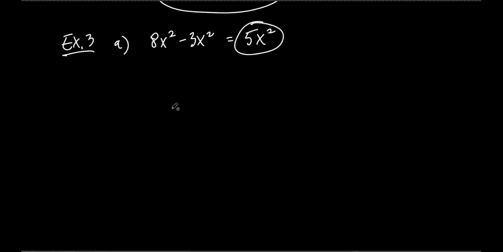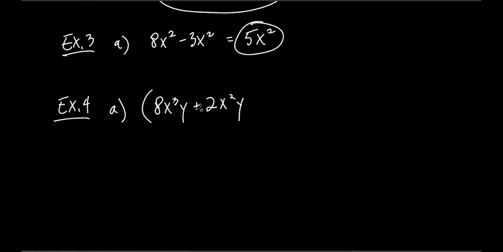Now, let's do example 4. There's actually 2 more for example 3, but that was good enough. All right, let's do example 4, and we probably will only be able to do the first one. So let's write it down. So it's 8x cubed y plus 2x squared y. They put that in parentheses. Then they put a minus, and they put another parentheses. 2x cubed y minus 3x squared y.